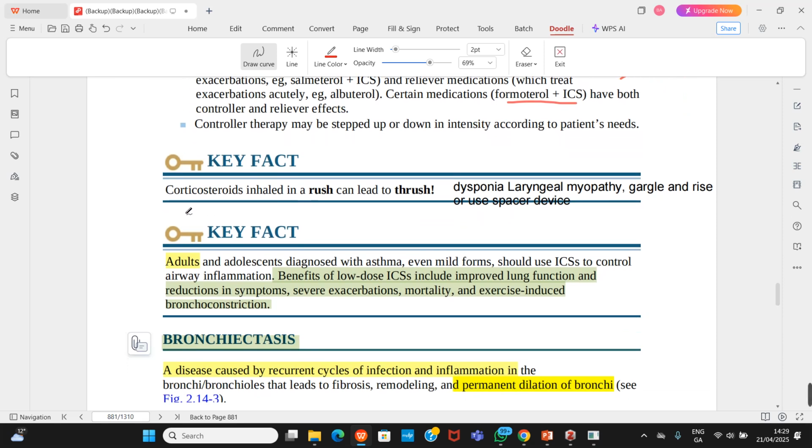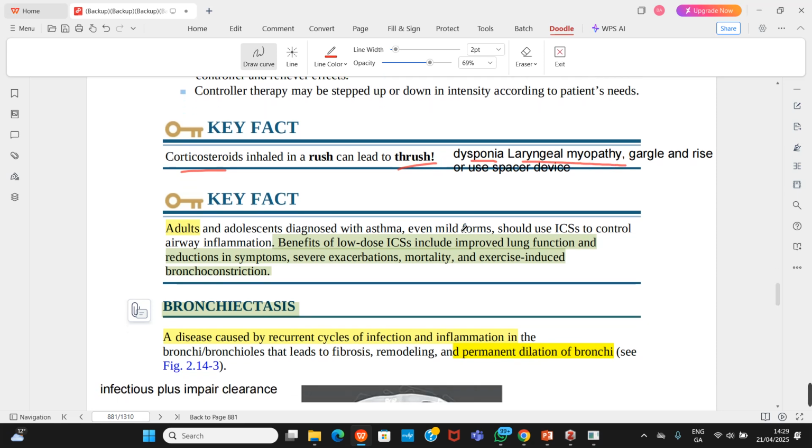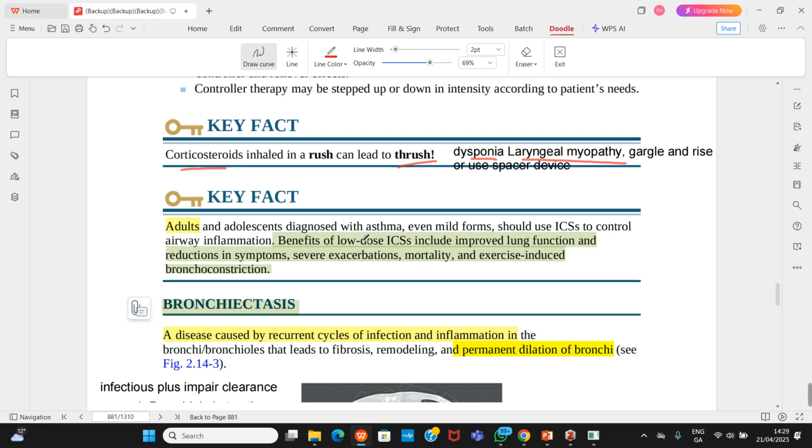So what are the side effects of the inhaled steroid? It can lead to thrush. I've talked about this. It can lead to dysphonia. It can have laryngeal myopathy. So that is that. Adults and adolescents can benefit from low-dose ICS because it helps to improve lung function, reduce symptoms, exacerbation, mortality, and of course, disease. Okay, that's just by the way.